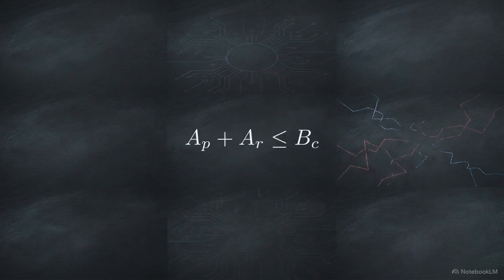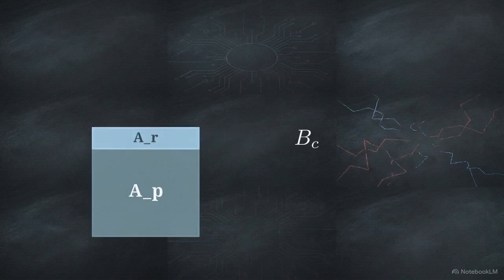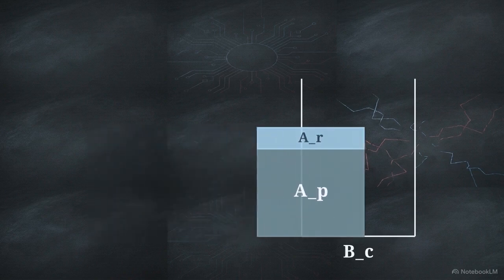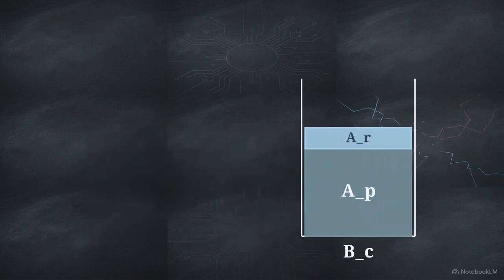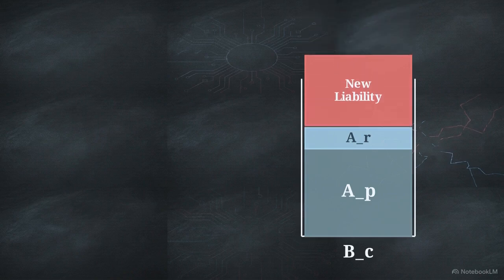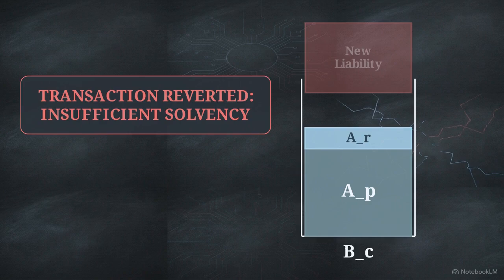This tracks two real-time variables: active principal, represented by this first block, and active rewards, the second block. These two variables are measured against a strict upper bound limit, known as B sub C, representing the total contract balance. For the contract to remain solvent, the combined volume of principal and rewards must fit entirely within the current balance. Every new deposit initiates a strict require statement check. If the new liability would cause the total volume to exceed the container's capacity, the transaction is automatically rejected.